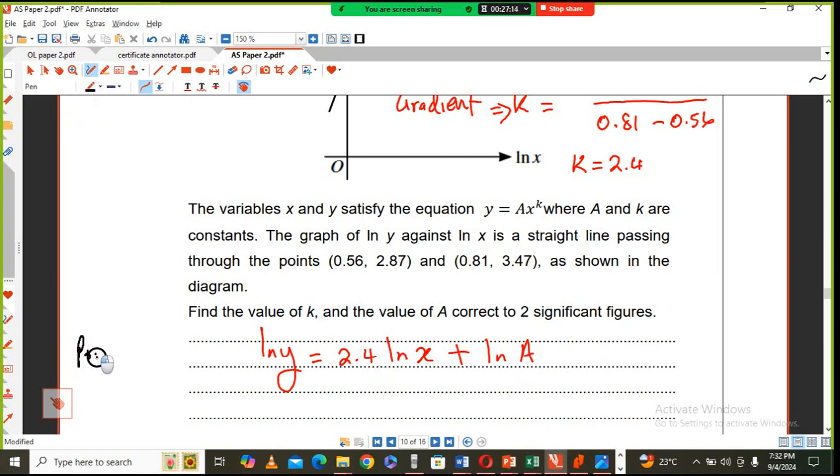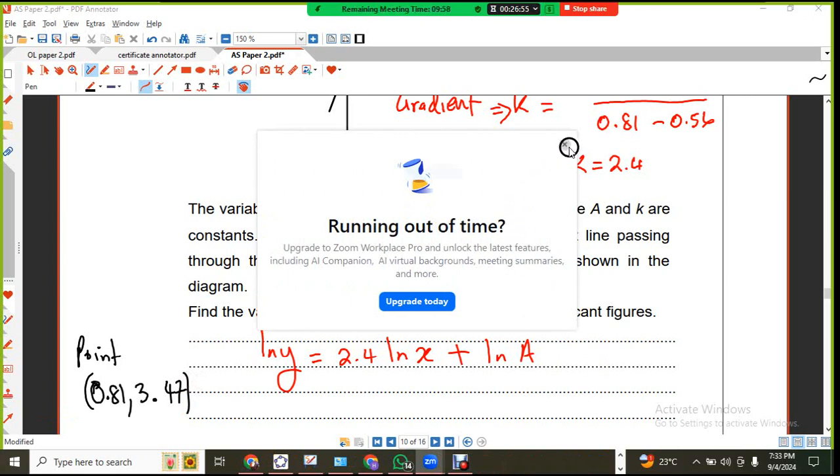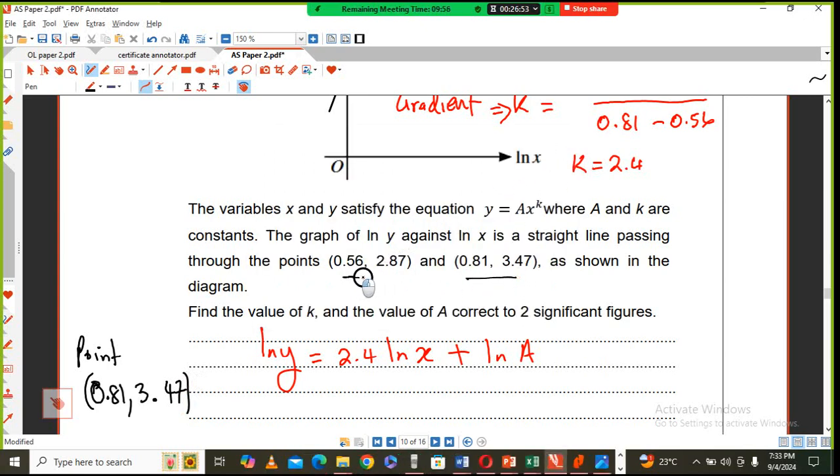So you can choose any point. Now, I will choose the point 0.81, comma 3.47. I'll choose this one, okay? You obviously have them here, or you could choose that.